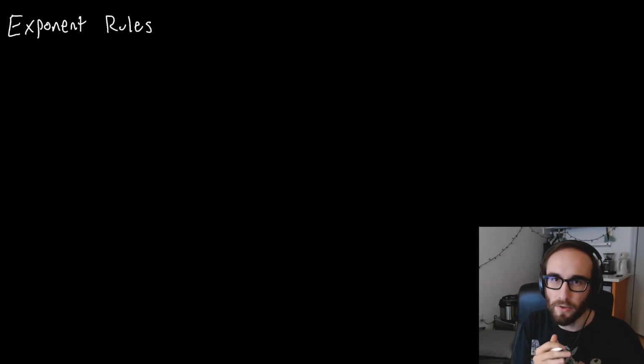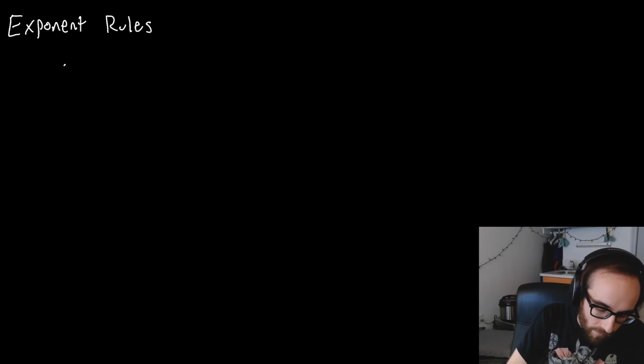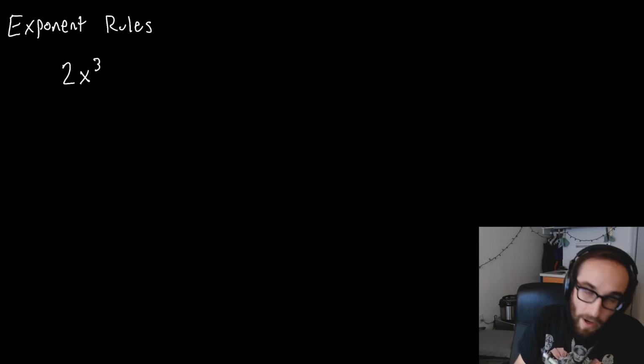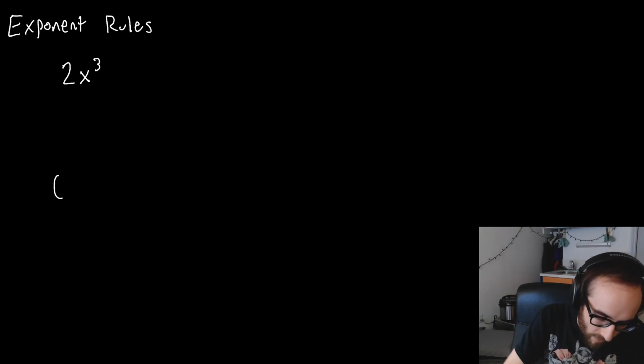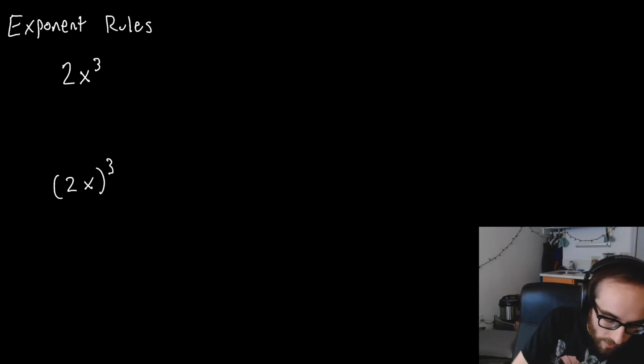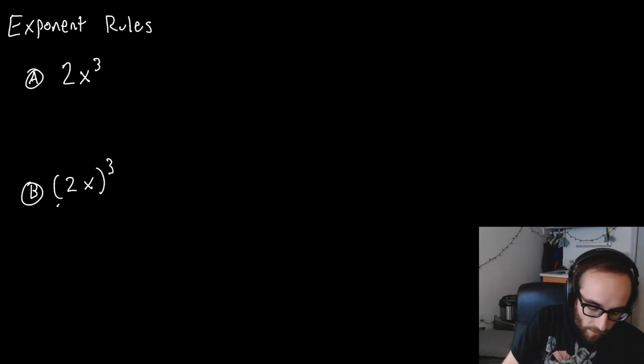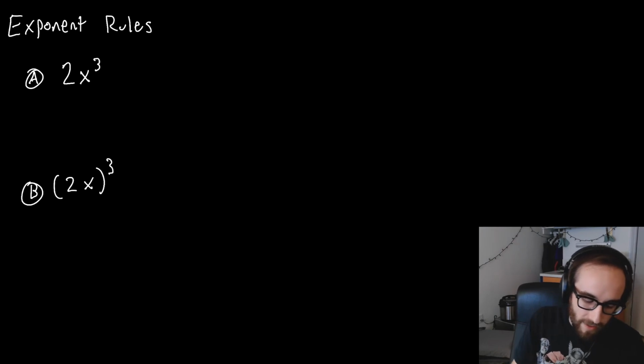The first one is looking at parentheses. So what role parentheses play in exponents. I want to look at the difference between these two expressions. First we have 2 times x to the third power, and we also have in parentheses 2 times x, that entire expression, to the third power. So these two expressions are very different, and it's important that we know the difference between these and why the parentheses are really important in this case.